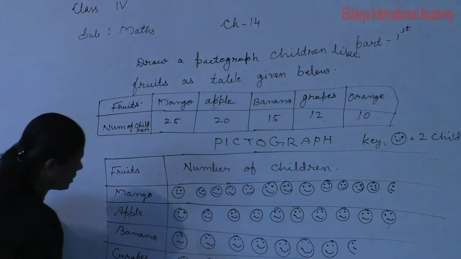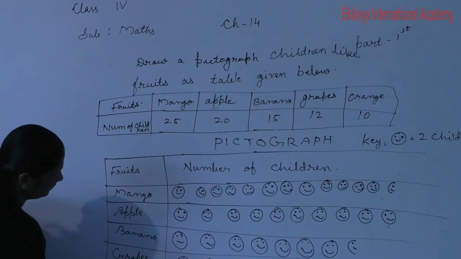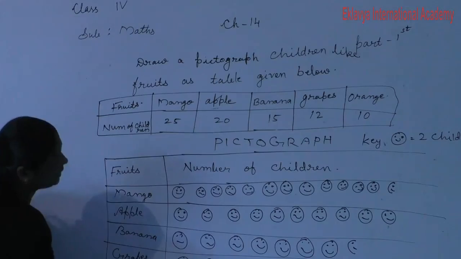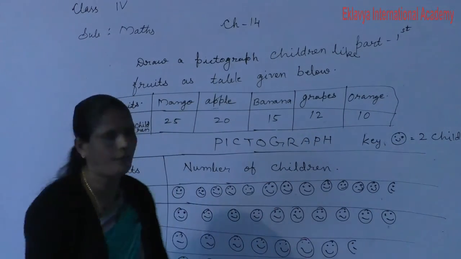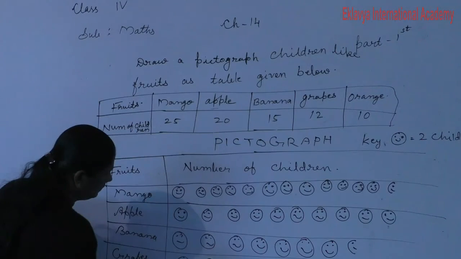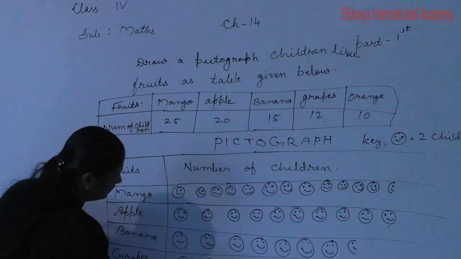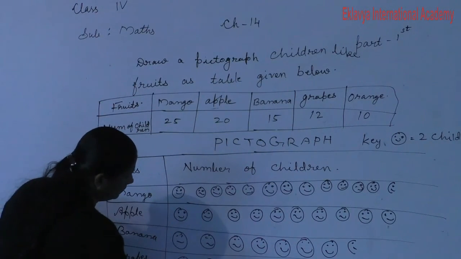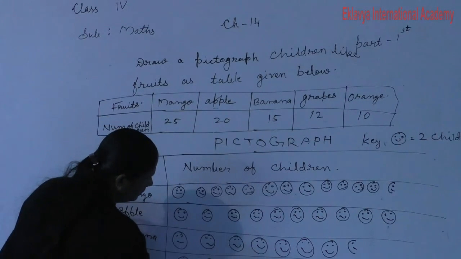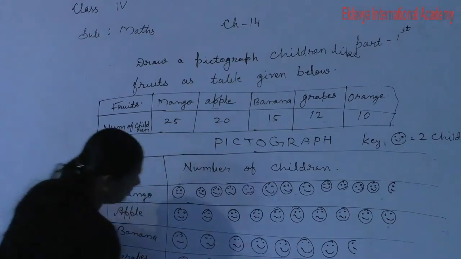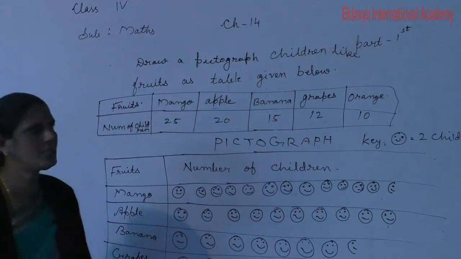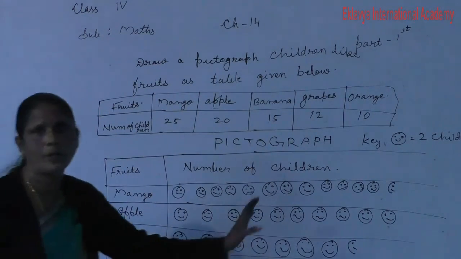Then orange. Again you divide, 10 divided by 2. You get 5. This is the pictograph. Do you understand this pictograph? Okay. Thank you.